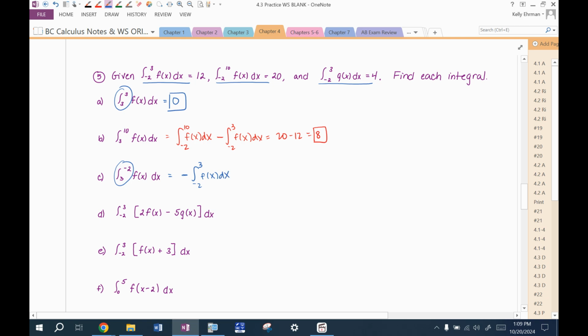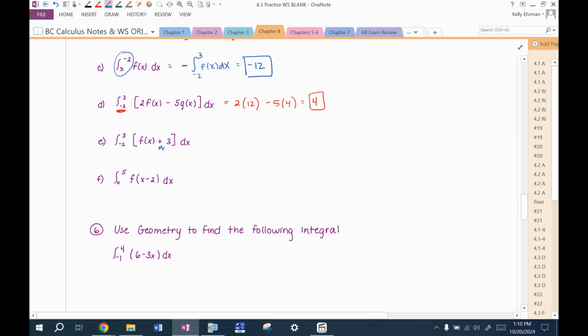And then we check our information up here. Negative 2 to 3 is 12, so this is negative 12. For this one, we have constants again. So I'm not going to write it out like I did on the first page. The bounds are correct for what we have for f of x and g of x. So this is going to be 2 times the area that was given for f of x minus 5 times the area that was given for g of x. 24 minus 20 is 4.